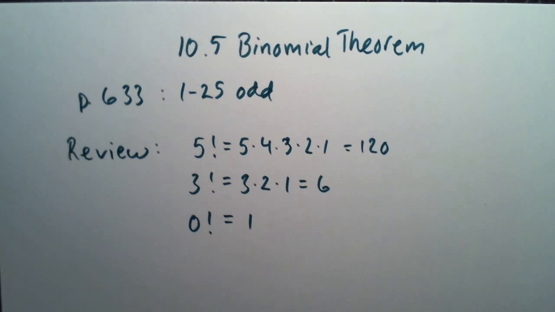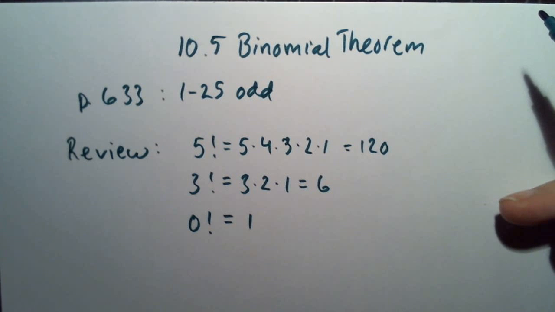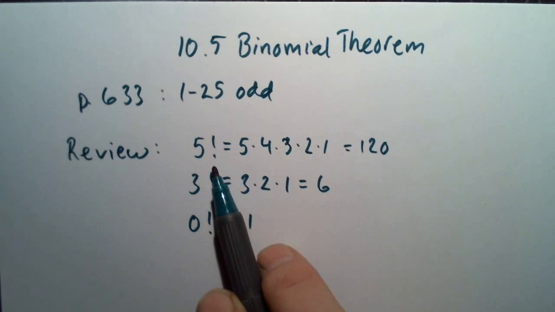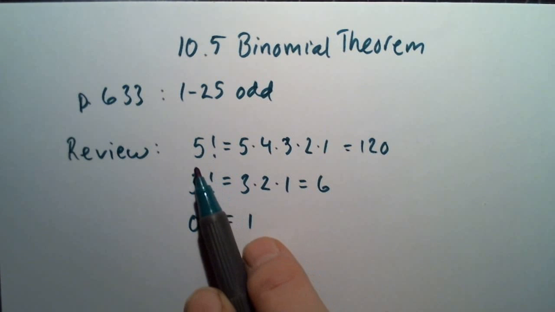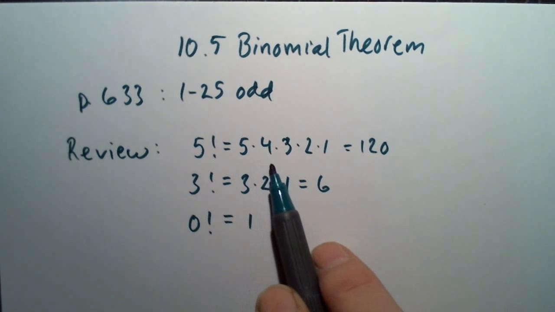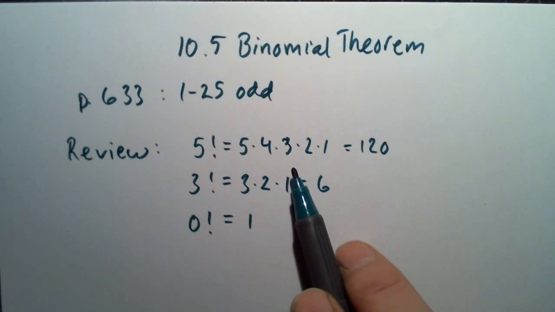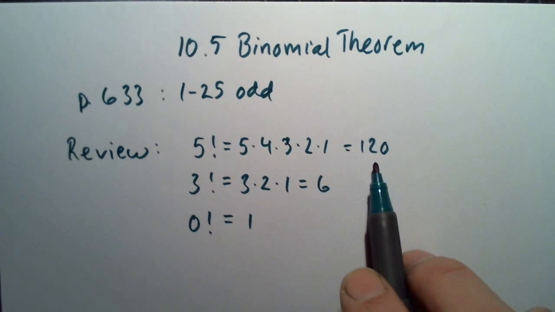Okay, in this lesson, we'll talk about the binomial theorem. This is review of last year, and let's remember what the symbol means. It's called factorial. 5 factorial means multiply all the natural numbers from 5 down.